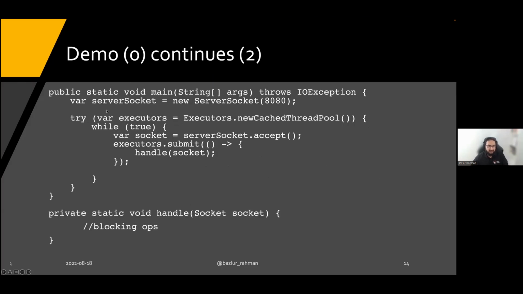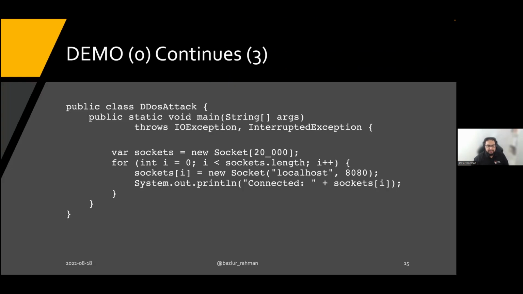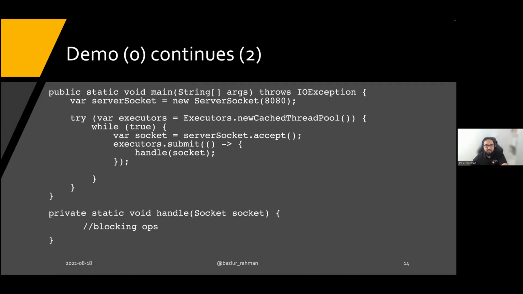Let me explain. It creates a server socket, waiting on a port 8080, and then every time I get a request, it just submits that request to executors, which is basically the same thing as giving it to new threads, right? So in this program, I'm just going to change one line over here. If I can mark it, I don't know how.